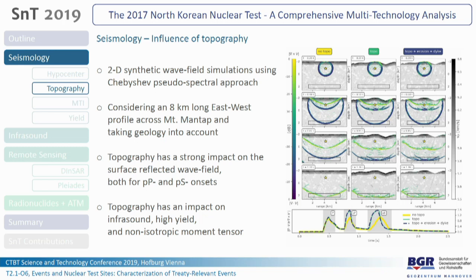This is on the left side, just flat, no topography. Here we take into account topography, and on this side, topography and erosion. You can see here, we record the energy in a little box just beneath the source and look at the outgoing P wave. Of course, energy for all three models is the same. But if you look at the surface-reflected waves, little p, big P, and P and S, you can see that with topography you get an increase in the amplitude of those reflected waves. This might have an influence on the generation of infrasound, and on yield estimation as well, because at these high distances, P and PP might be superimposed at the receiver in this frequency range, and we might estimate a too high body wave magnitude. It also has an influence on the non-isotropic moment tensor component.